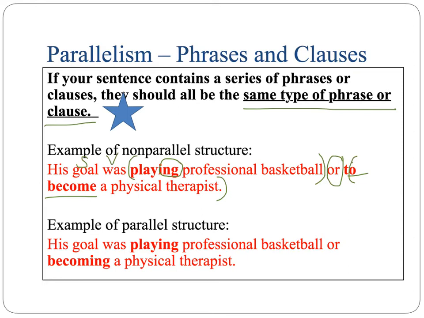if it says playing and to become instead of playing or becoming, if it's not parallel in the structure of those first words of the phrase, then that's going to be a problem. So the way to fix that is just what I just said a second ago. Change to become to becoming down here, and it will make them the same type of phrase.